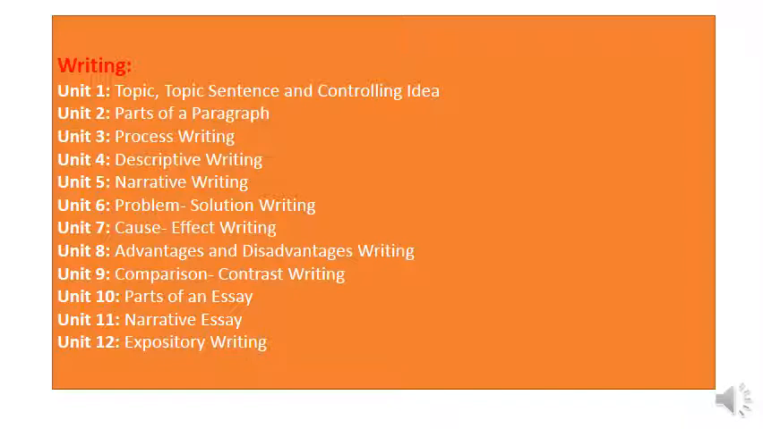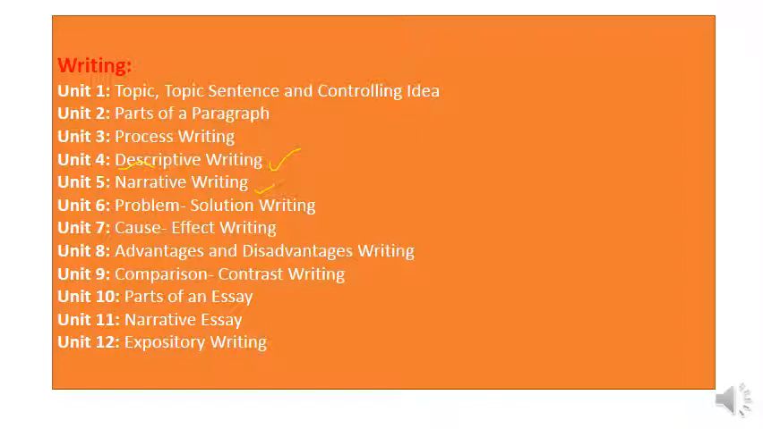Then we're moving to process writing. Process writing means steps in a process. We are going to use, for example, first, second, and then joining words or connecting words in order to explain a certain process. After that, we're moving to descriptive writing. The word describe means to describe something or someone or a certain place, so we're moving to descriptive writing. After that, we move to narrative writing, which is narrating or telling a certain story.